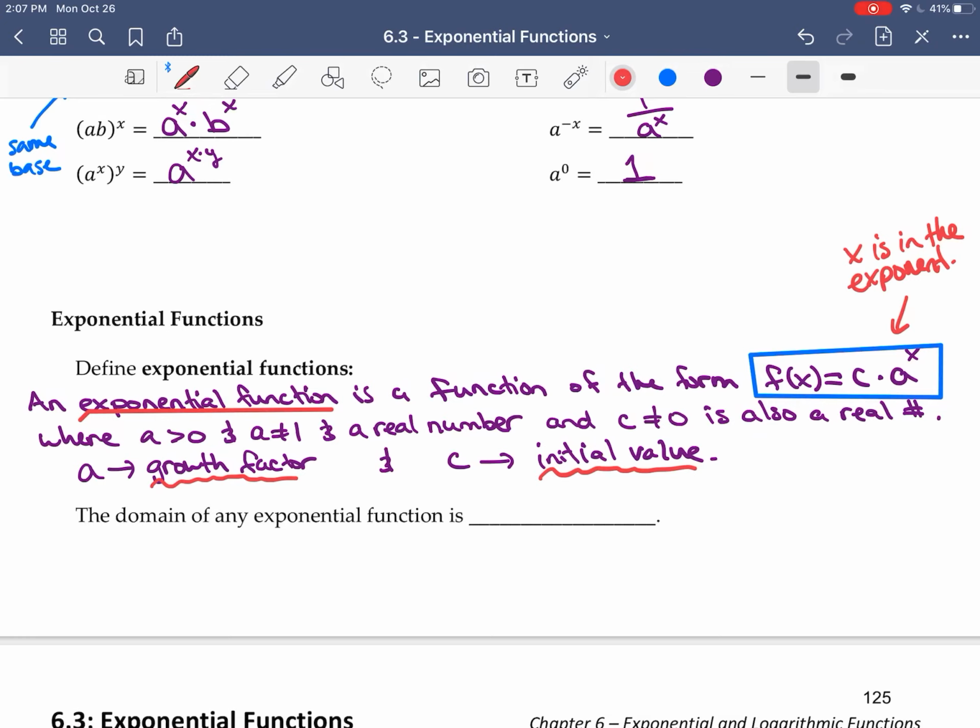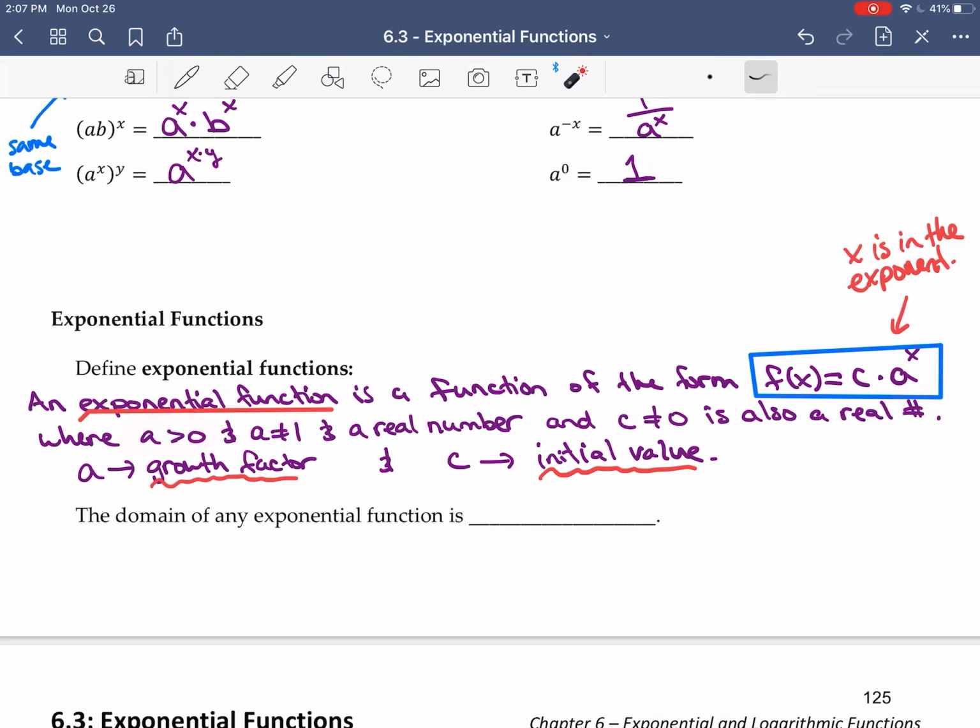Okay, now a being bigger than 0 maybe isn't totally surprising, but why do we want to get rid of the 1? Because 1 to the power anything is always 1. So then we would get a constant function, and a constant function behaves very differently than an exponential function. Okay, so in order to get rid of that case, that's why we want to get rid of a equals 1.